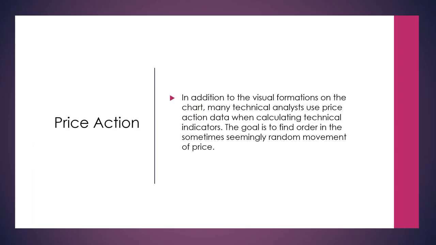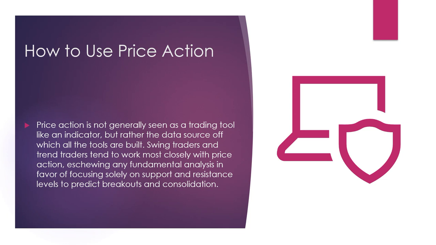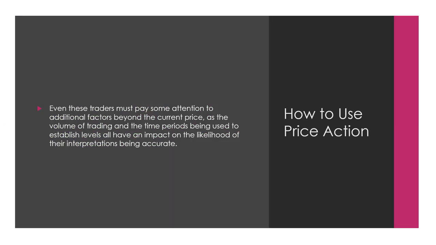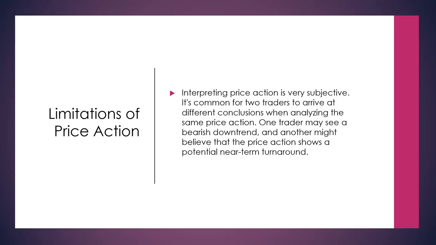In addition to the visual formations on the chart, many technical analysts use price action data when calculating technical indicators. The goal is to find order in the sometimes seemingly random movement of price. Price action is not generally seen as a trading tool like an indicator, but rather as a data source from which all the tools are built. Swing traders and trend traders tend to work most closely with price action. Even these traders must pay some attention to additional factors beyond the current price, as the volume of trading and the time periods being used to establish levels all impact the market.